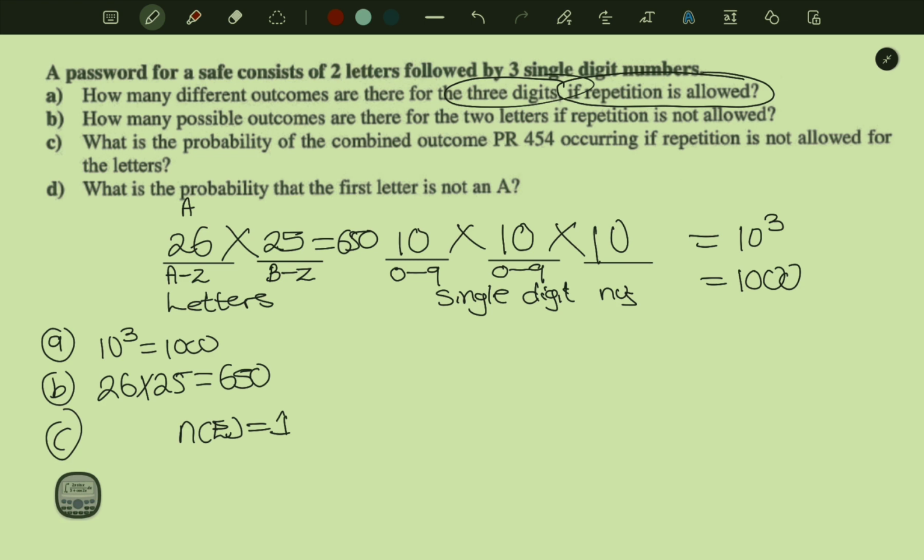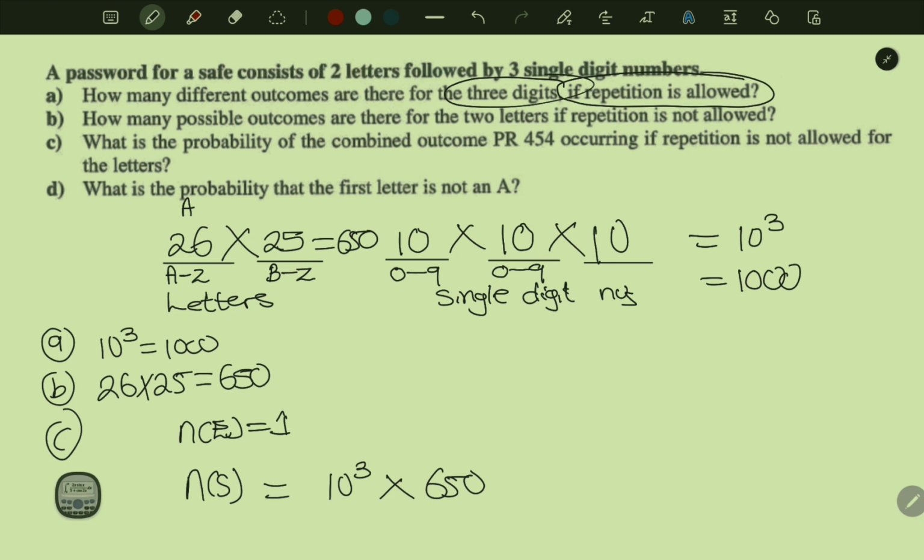The total number of combinations we have for both the 2 letters and the 3 single-digit numbers will be equal to n(S). In this case, S just represents the sample space. The sample space is just the total number of combinations we can have. So we can have 10 to the power 3 number combinations, but we can also have 650 2-letter combinations.